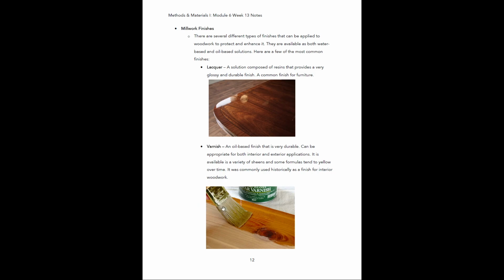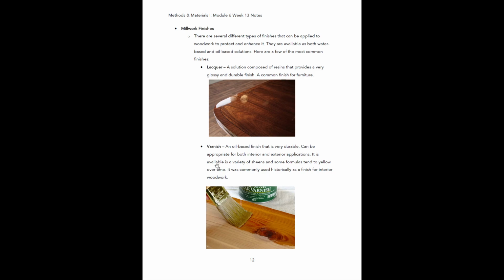The second one that we have here is what's known as varnish. So this is an oil-based finish that is also very durable. It is appropriate for both interior and exterior applications depending on how it was made. So you're going to have different types of varnishes. You might just have a regular varnish for an interior application, but then for exteriors you may have another type which is known as a spar varnish or a marine varnish, and that's actually what they use on the decks of boats to protect the decks from water damage and stuff like that.